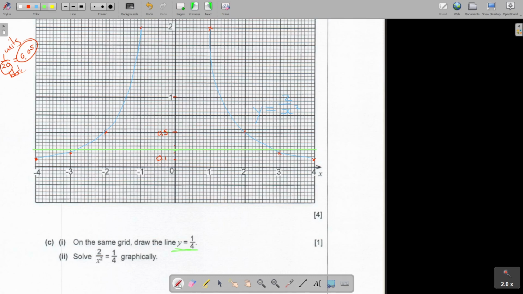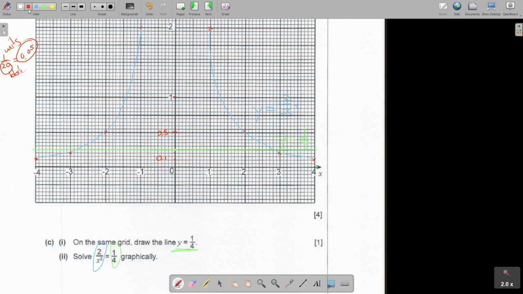Okay. And what is this line? This line is y equals a quarter. It's not x, and because it's no x, in this case, it's a horizontal line. If it was x equals, it would have been a vertical line. Okay, now they say solve. Let's rather do it like this. This was my blue line. This is my green line. And they just want me to find, solve means they want the values of x, the roots.